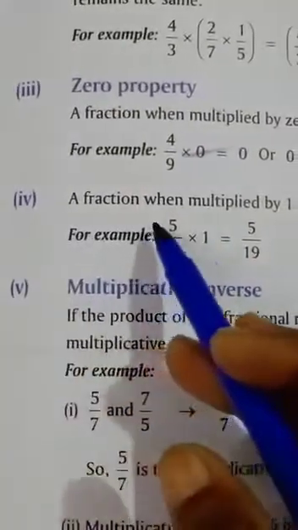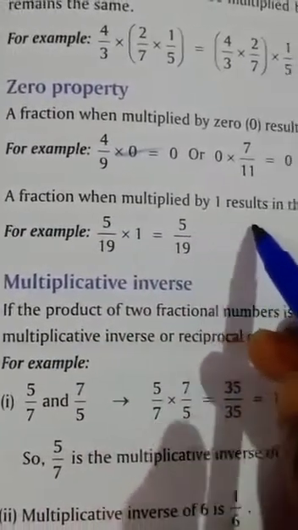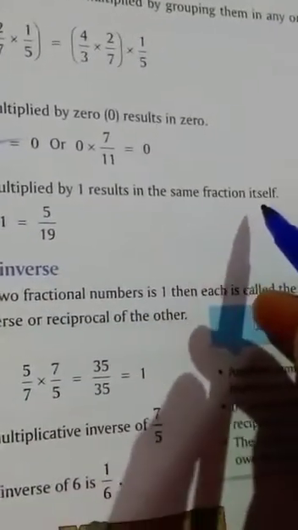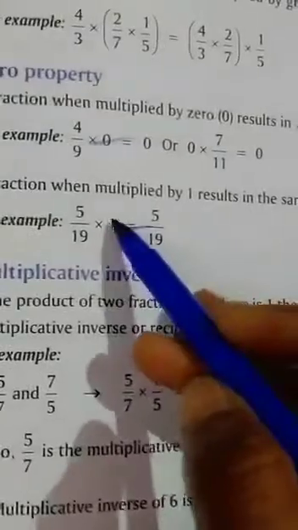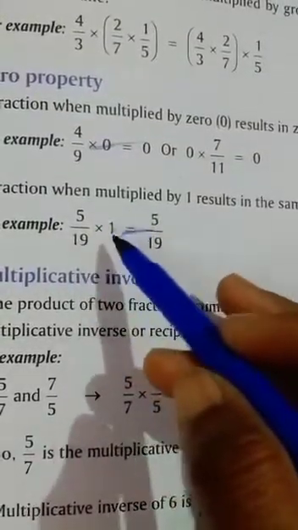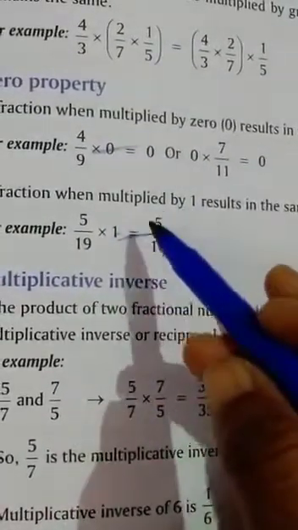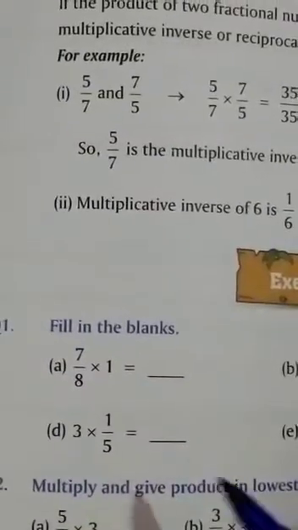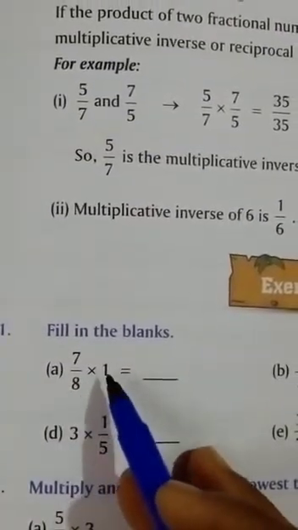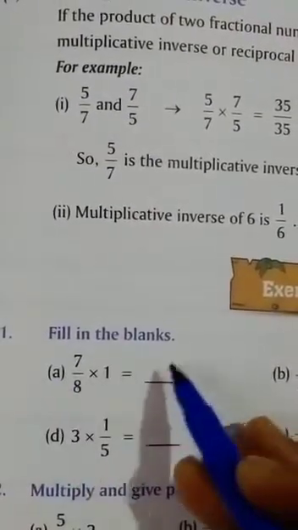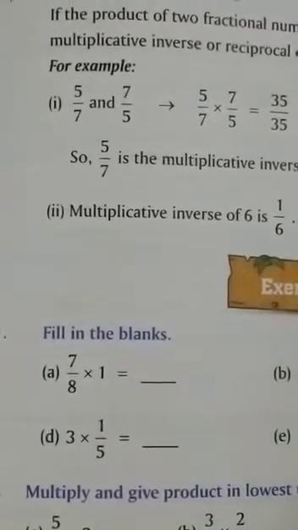Fourth, a fraction when multiplied by 1 results in the same fraction itself. If you multiply any fraction with 1, your answer should always be the number itself. Here you have seen 7 by 8 multiply 1. Your answer should be 7 by 8, the fraction itself.